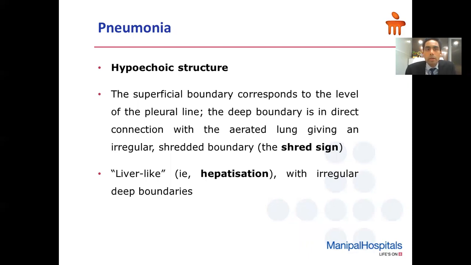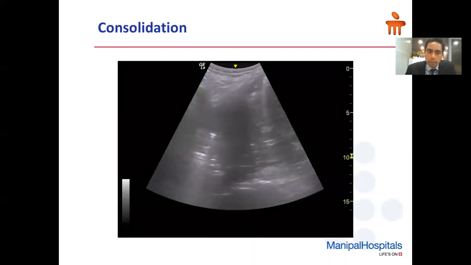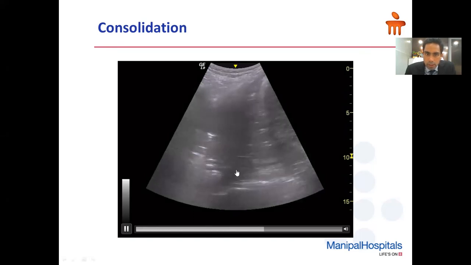The next one is pneumonia. Pneumonia will look like a hypoechoic structure. Usually the boundary between the pneumonia and the normal lung will look like an irregular shaded boundary, which is called a shred sign. And if the pneumonia is very severe, the lung will look like liver, called hepatization or liver-like, with irregular boundaries, indicating the severe pneumonia. Here, the hypoechoic structure is seen with whitish punctiform things.